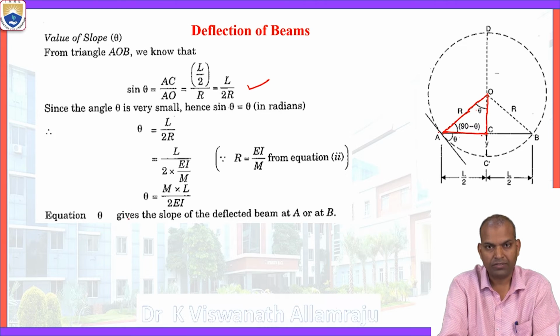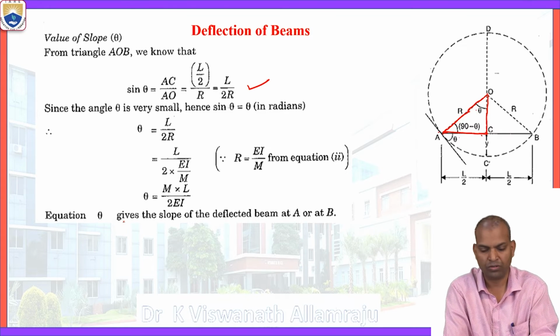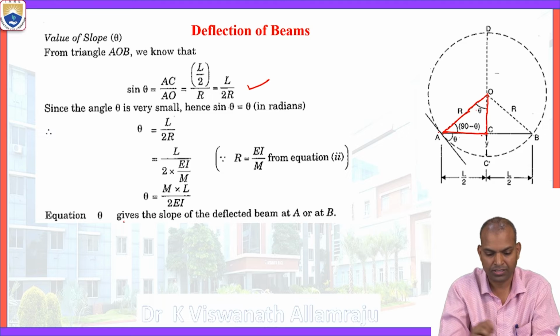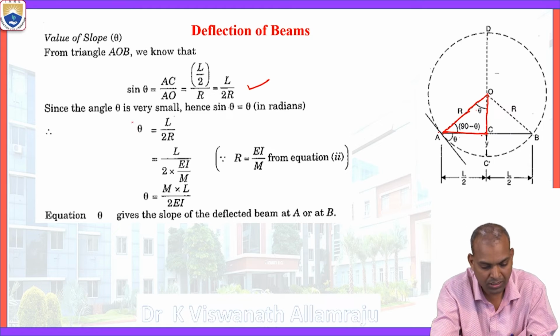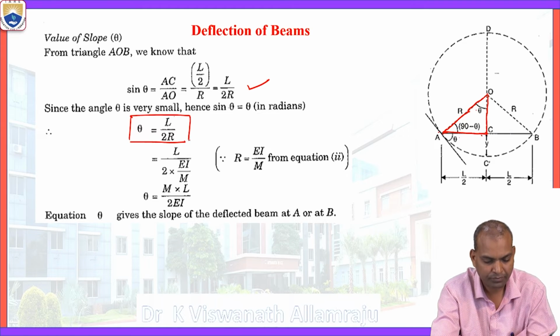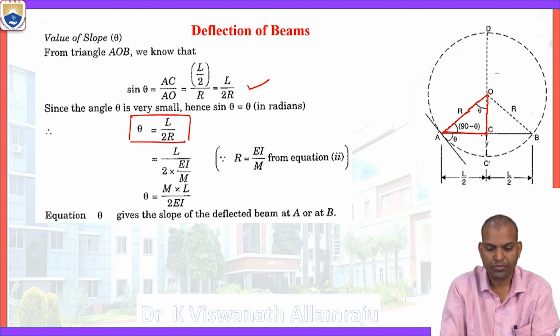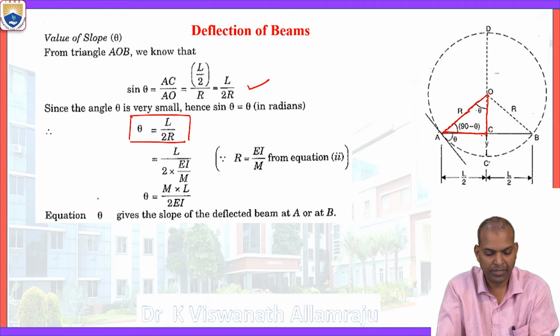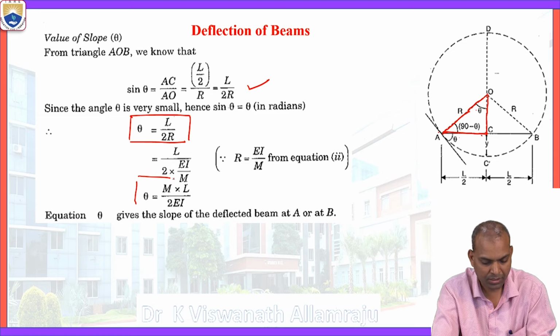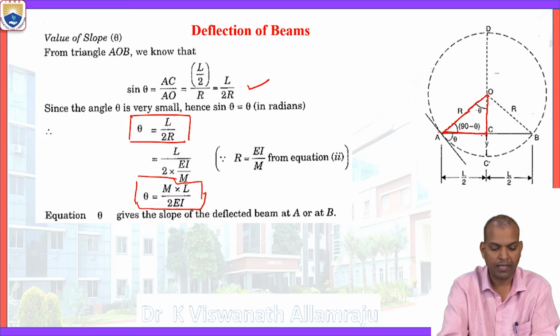Now the angle of the slope is very small, then sine theta equal to theta, that is in radians. Then theta equal to L by 2R. We know the R value. What is R here? E I by M. Substitute R in this equation. Then L by 2 times E I by M, that is M L by 2 E I.